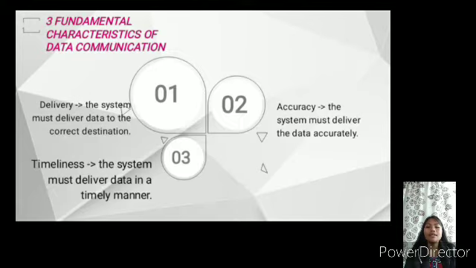Then third is timeliness. Timeliness means the audio and video data should be delivered in a timely manner without any delay. Such delivery is called real-time transmission of data.